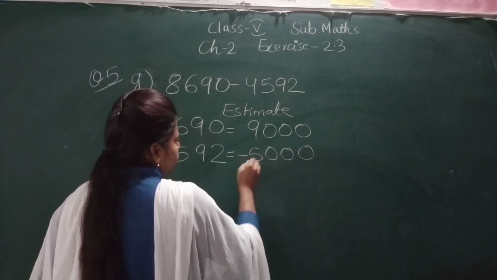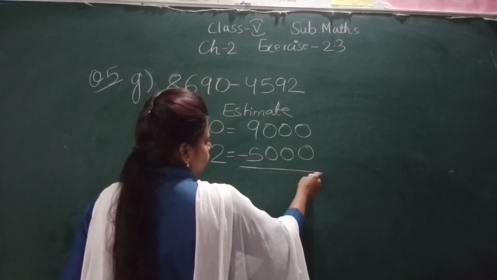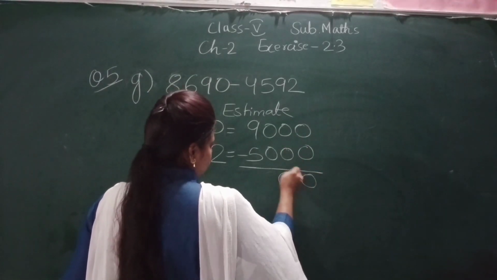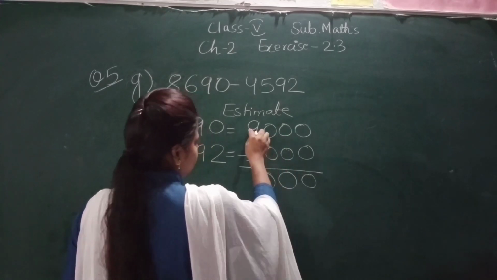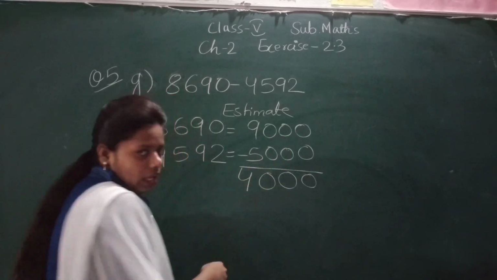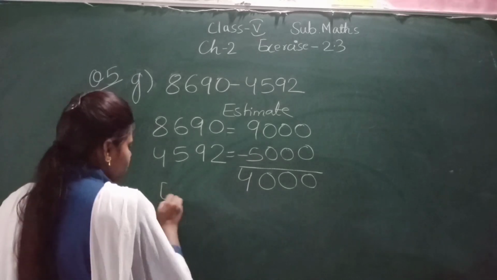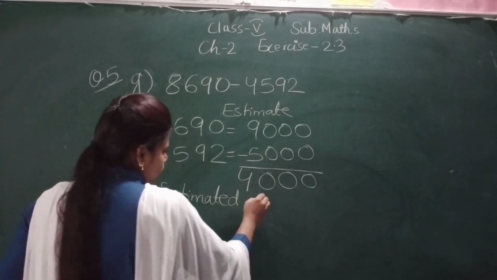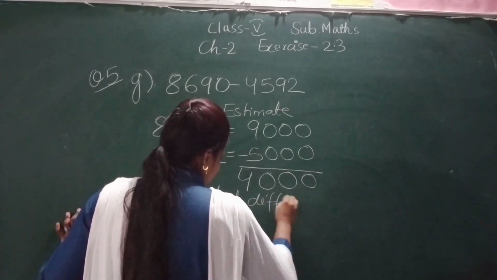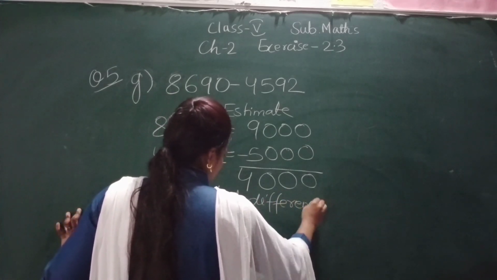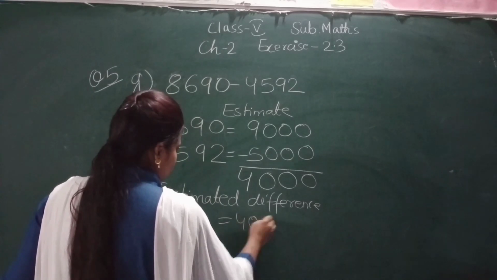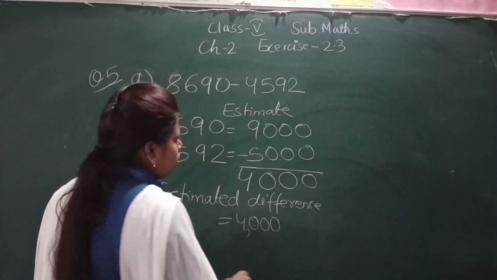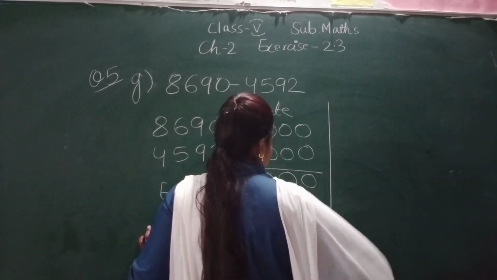Now what we have to do? We have to find the difference. 0 minus 0 is 0. 0 minus 0 is 0. 0 minus 0 is 0. 9 minus 5 is 4. So the estimated difference is equal to 4,000. Now let's find the actual difference.